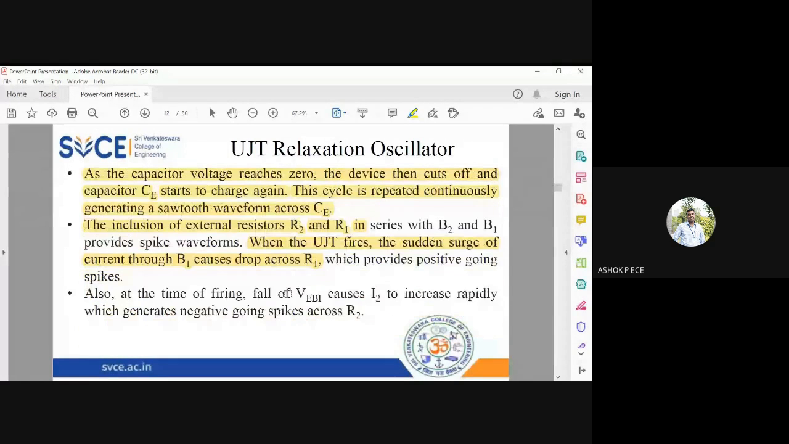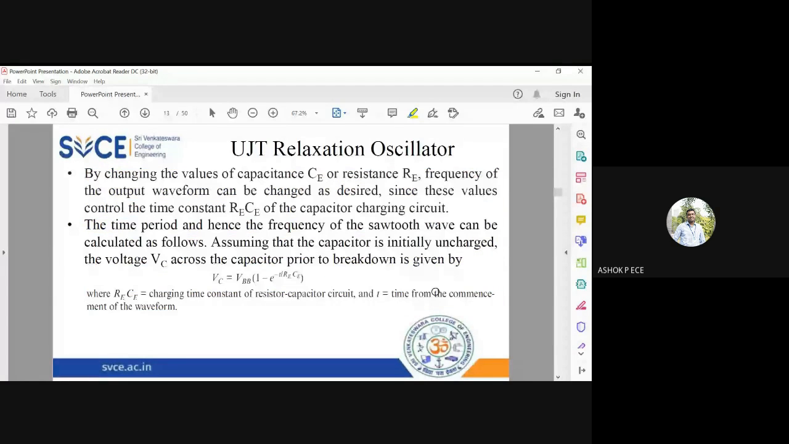So to control the amount of current and to protect the device from getting damaged, we have two resistances R1 and R2 connected to the device terminals B1 and B2. By changing the value of capacitance or the value of resistance, the frequency of the desired output waveform can be obtained, and it clearly depends on RE and CE.